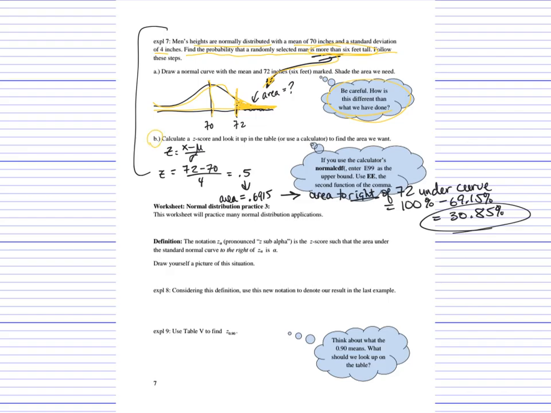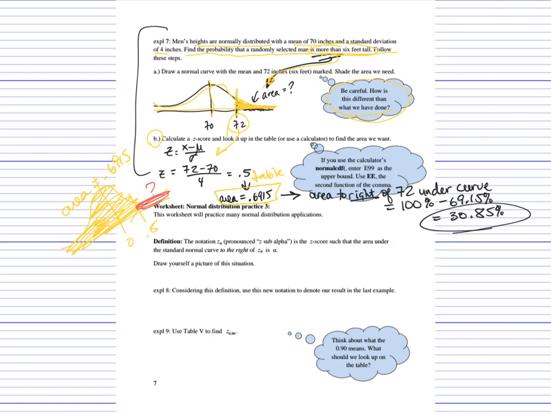Let's do part B. Calculate a z-score. Look it up in the table, right? So I take my 72 just like normal, and I subtract the mean. I divide by standard deviation. That gets me, looks like 2 over 4, right? Which is 0.5. I look that up in my table, and I come up with the area is 0.6915, but we do have to keep in mind, again, what that's telling me is that this area to the left of 0.5 is 0.6915.